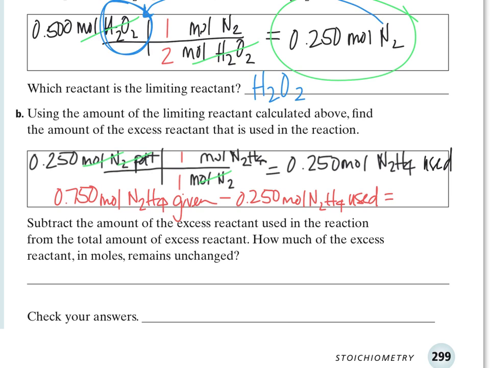How did you know that it was $50? Subtraction. I had what I was given. I took away what I used, and I'm left over with so much, right? Same exact process here. 0.75 moles available, 0.25 used. So therefore, I know that I have this much of my excess reactant left over.